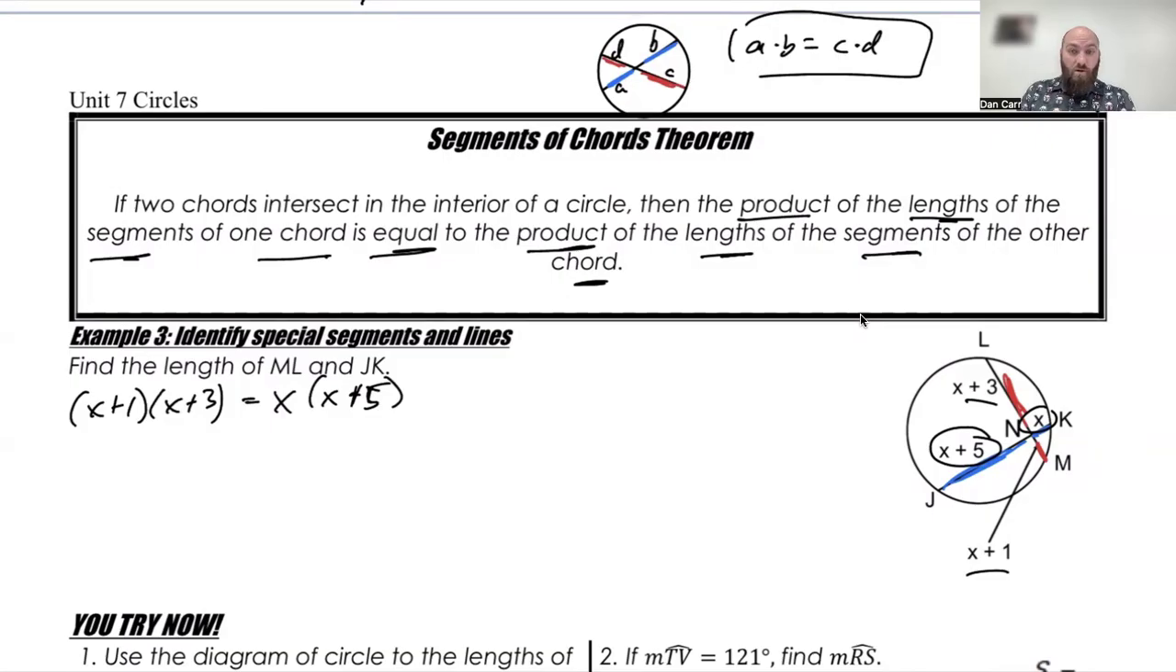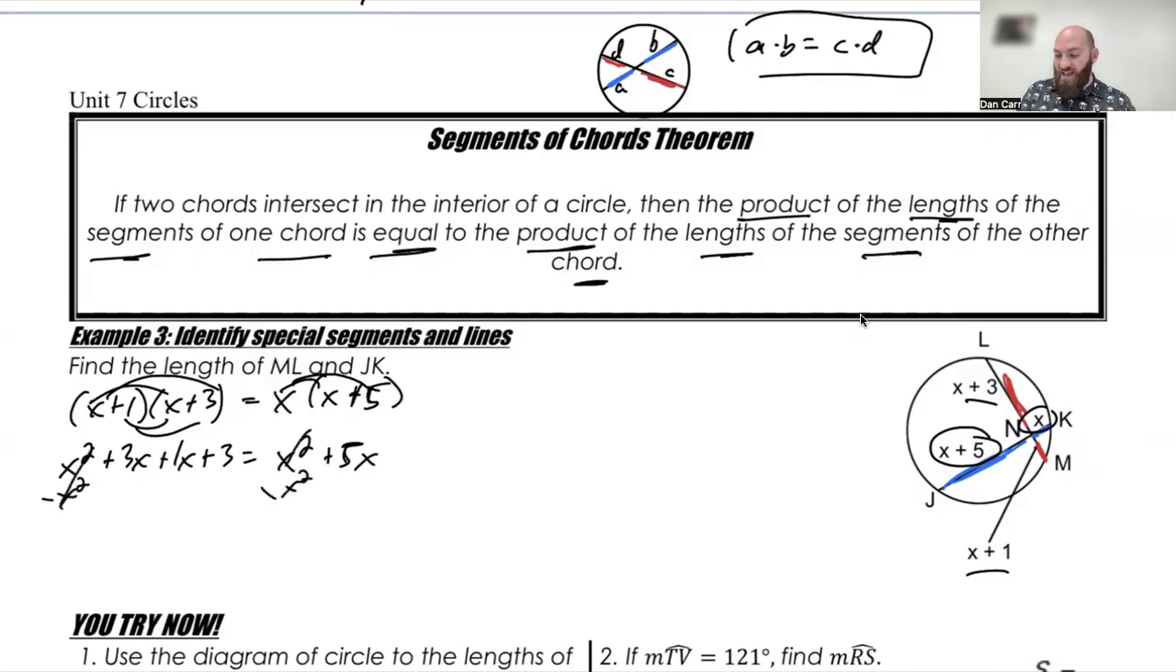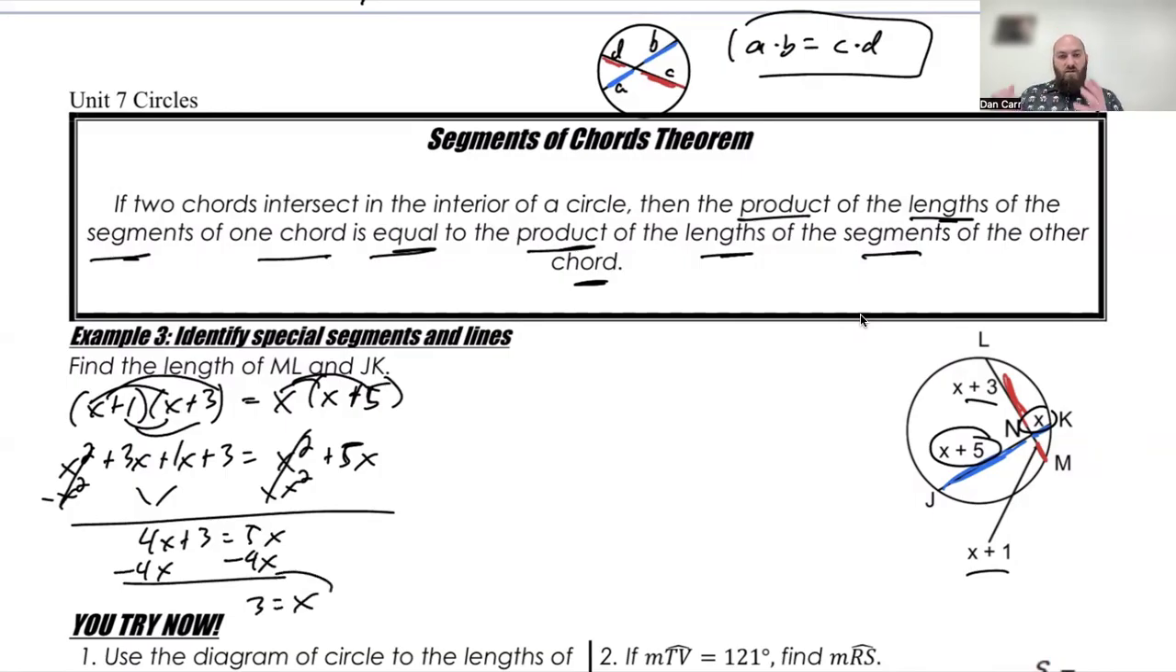So I'm going to go ahead and distribute here. Make sure you're distributing properly. So x is going to multiply to both of those, and 1 gets multiplied to both of those. So I'm going to have x squared plus 3x plus 1x plus 3. And I'll distribute the x as well, so I get x squared plus 5x. Okay. Normally with a quadratic, I want to bring everything to one side. But notice that if I subtract x squared, they both cancel out. So it's not really a quadratic. Instead, I'm just going to put these together. So I'm going to have 4x plus 3 is equal to 5x. And then if I subtract 4x over, I get 3 is equal to x.